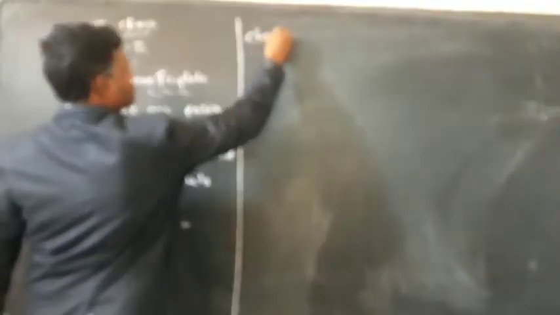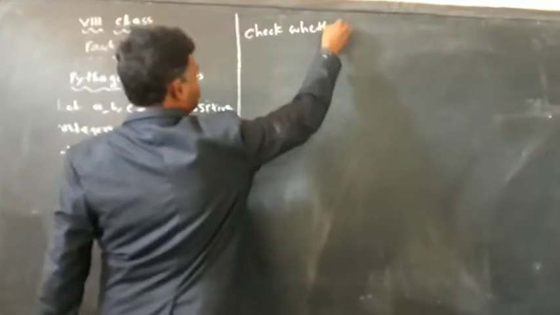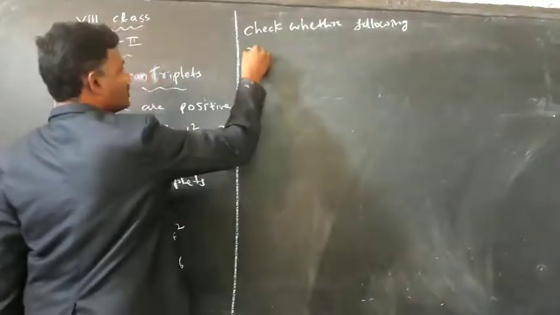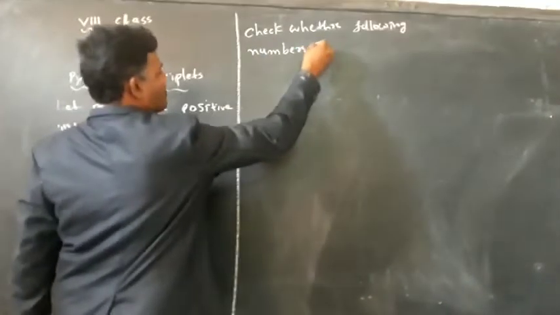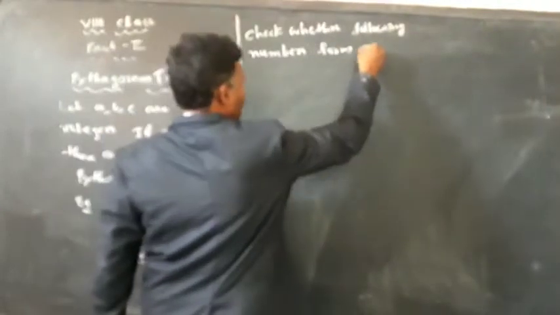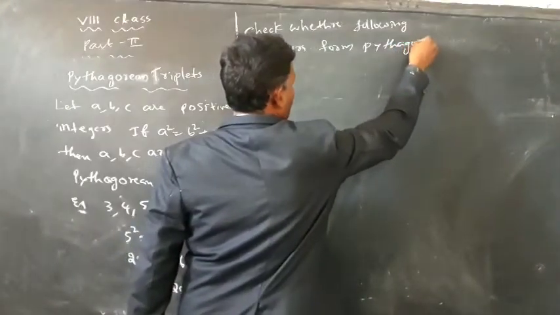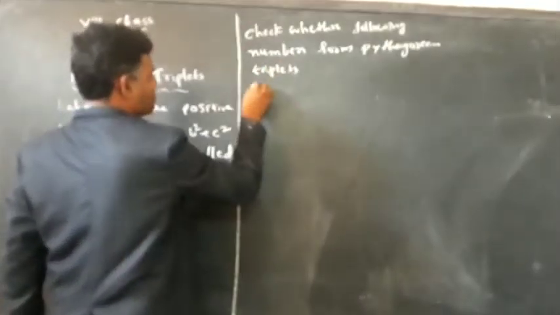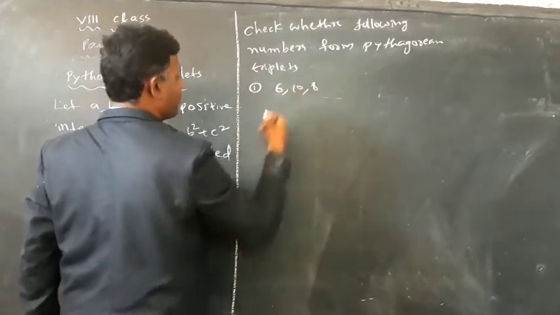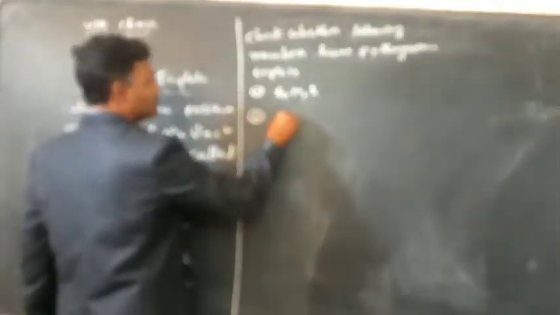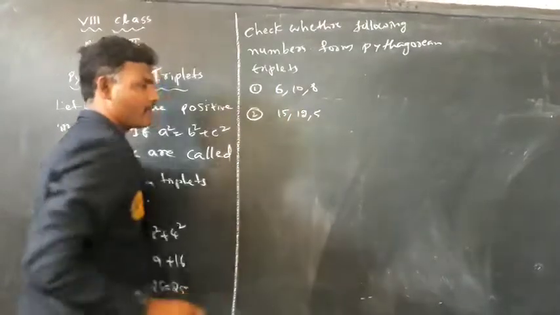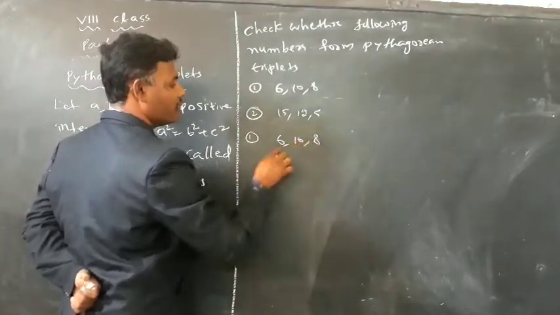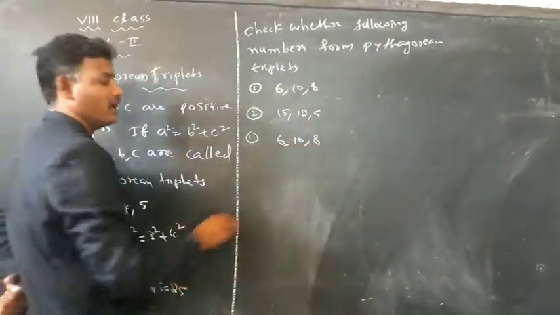Check whether the following numbers form Pythagorean triplets. First question: 6, 10, 8. Second question: 15, 12, 5. Let's take the first question. Here 6, 10, 8. In this, what is the larger number? 10 is the larger number.